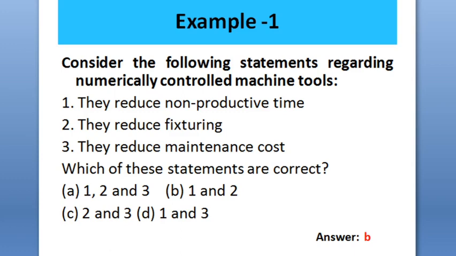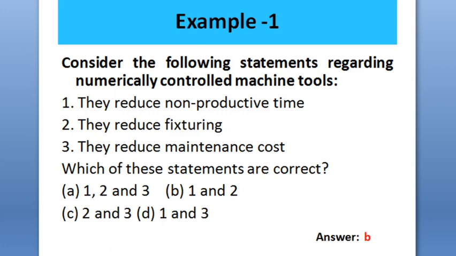First problem: consider the following statements regarding numerically controlled machine tools. These three statements are given. 1. They reduce non-productive time. 2. They reduce fixturing. 3. They reduce maintenance cost. Which of the statements are correct?